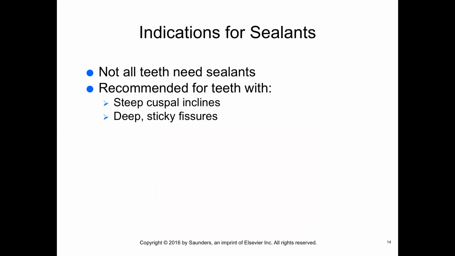When selecting teeth to be sealed, consideration should be given to the age, oral hygiene, caries risk, diet, fluoride history, and tooth type and morphology. You'll want to seal teeth that have steep cuspal inclines and deep sticky fissures. Although the main thrust of sealant therapy is aimed at permanent teeth, primary molars may also be sealed to reduce the caries rate and prevent premature tooth loss.